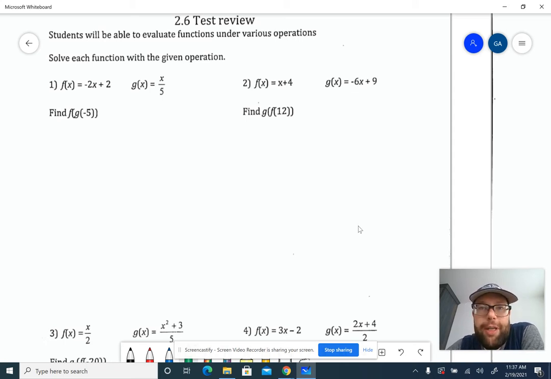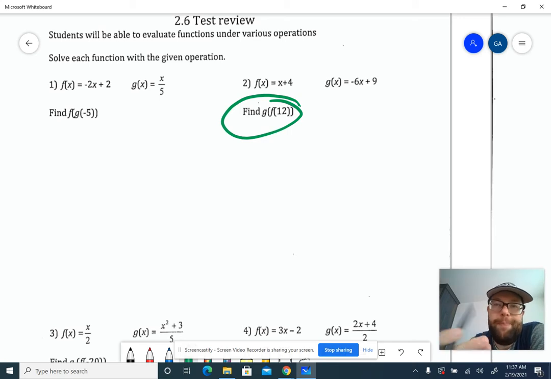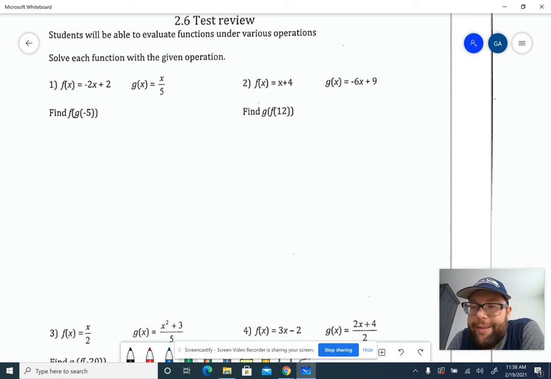First thing we're going to talk about on this first page is composite functions. Composite functions is when you take two functions and combine them together so that one of your functions is the input for your other function. Number two wants you to figure out what f of 12 is, and whatever that is, that's going to be the input that you plug into g. Again, that number in the parentheses is just what you plug in for x.